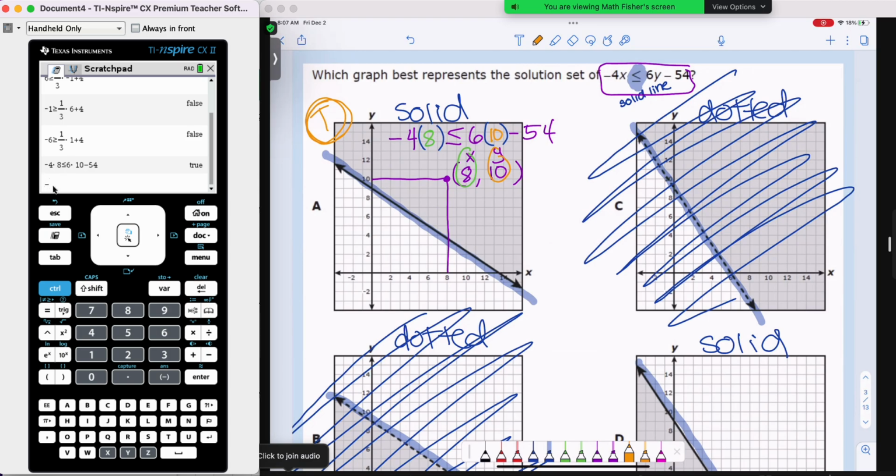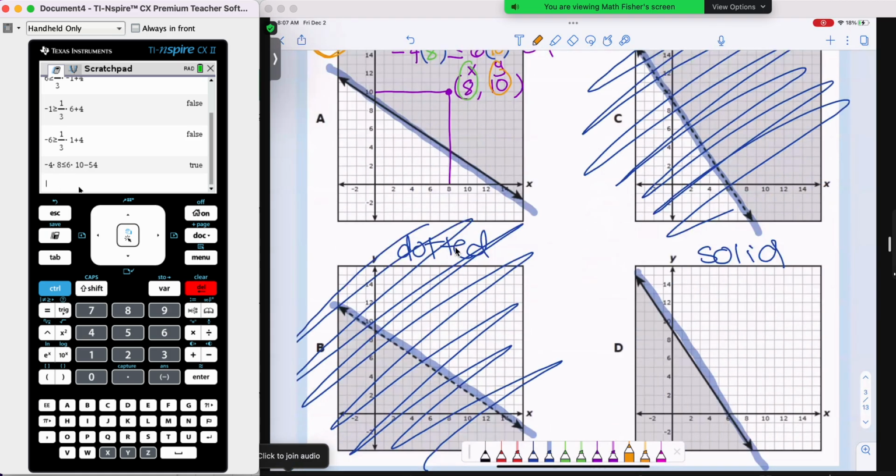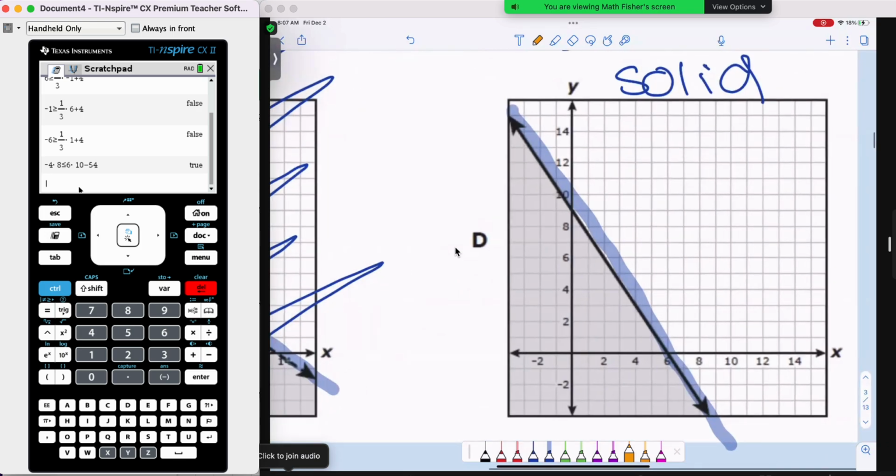So keep that in mind, okay? Now let's try D, just to make sure. We need to pick a point from this shaded area right here. So I'm going to pick 2, 2. Pretty easy point. So I have X and I have Y.